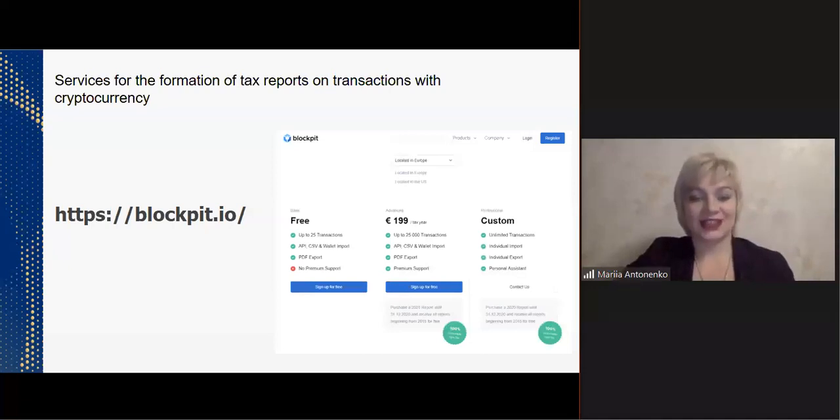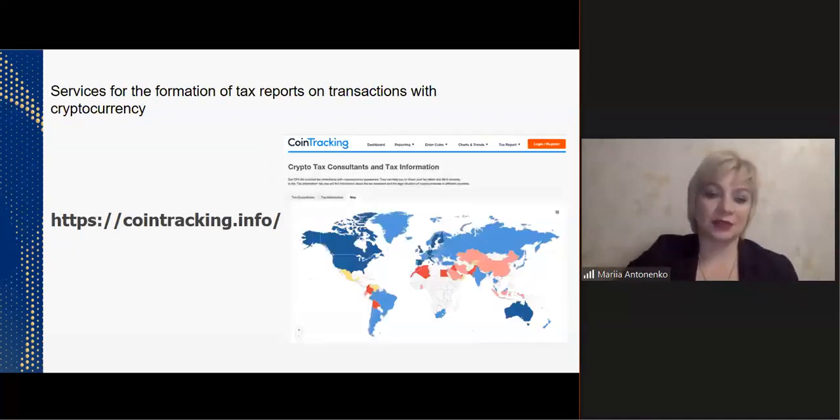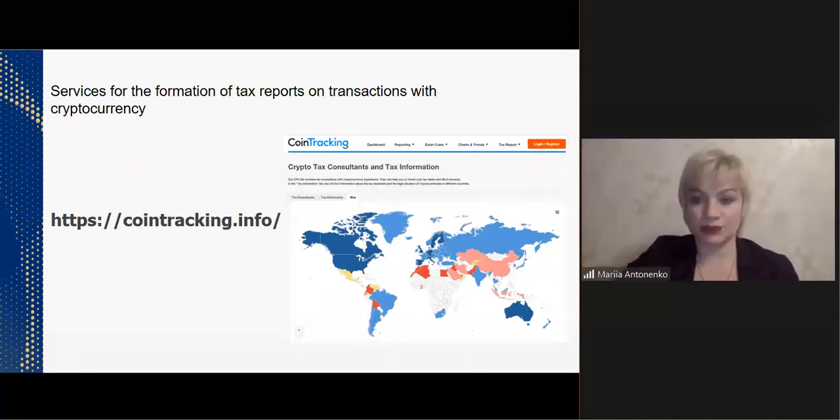And the service that is my favorite, it is on slide 3. I like it most. It is called cointracking.info. Quite likely I will register in this service.